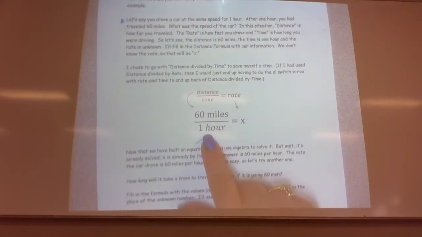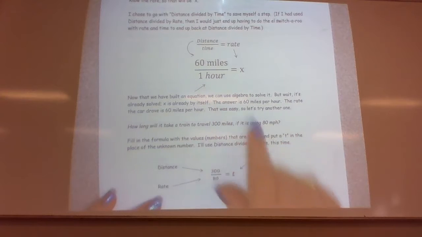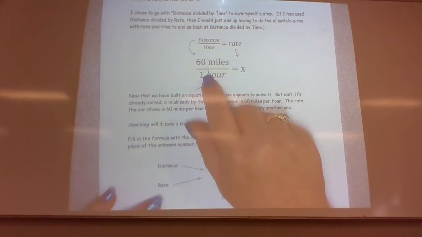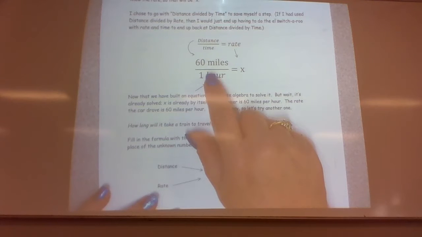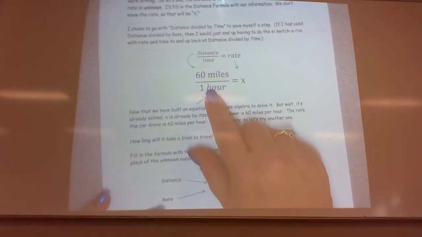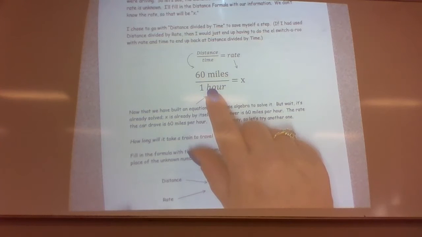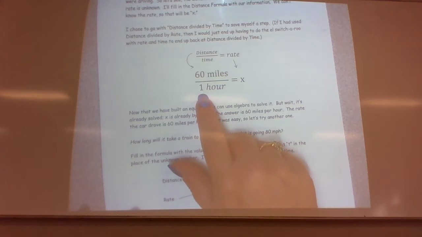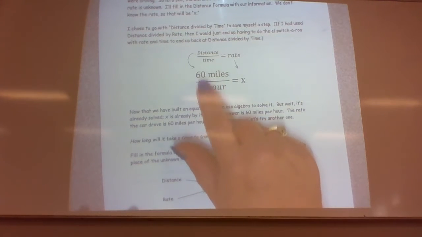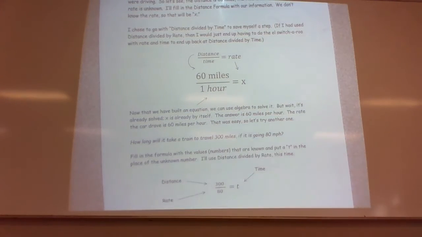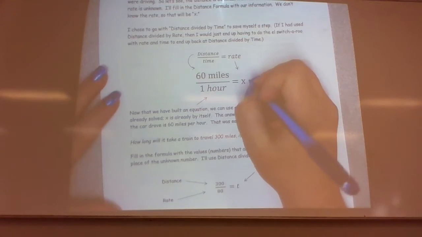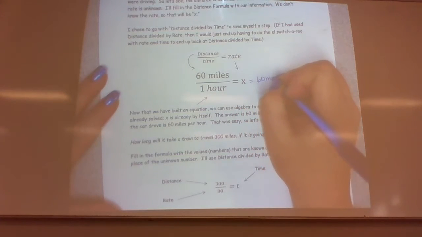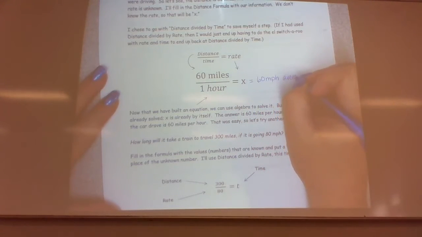So if I want to find out how fast I drove, right, then I would substitute, this is distance, right, and this is time, and then this is the rate. Okay, so if I drove for an hour and 60 miles, I'm going to divide 60 by 1, then I know that my average rate of speed, 60 miles per hour, is the average rate of speed that I traveled.